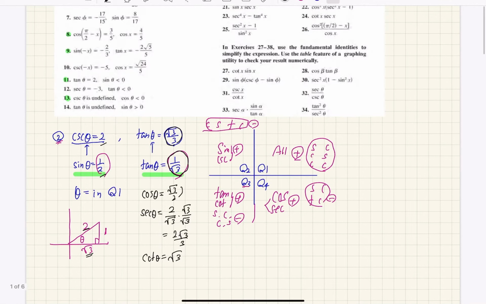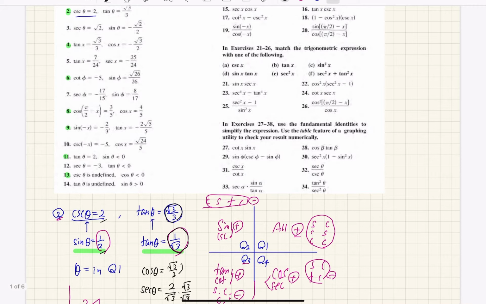Okay. And then number 4. Tangent is given. Tangent x is square root of 3 over 3. I said unrationalized number is very useful in some cases. And then cosine x is negative root 3 over 2. Okay. Cosine is negative root 3 over 2. Tangent is 1 over square root of 3.